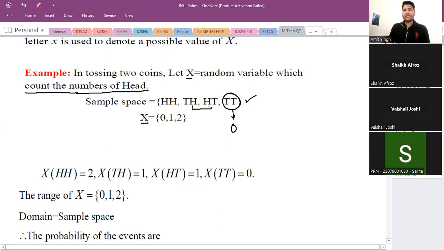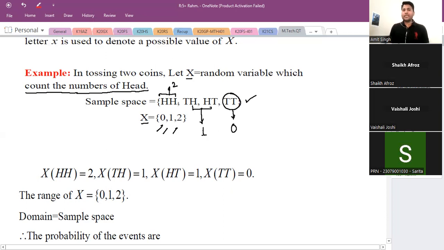The second and third choices give me the value of the random variable as 1 because each has only one head, and the first one gives me the value of the random variable as 2. So the value of the random variable in this experiment will be either 0, 1 or 2. As you can see, it is from the set of real numbers. So this satisfies the property.